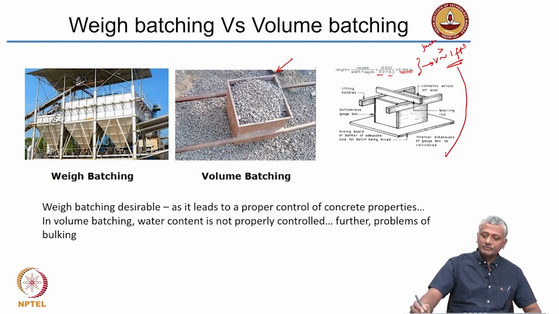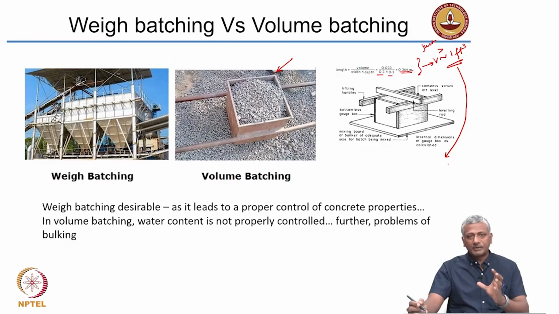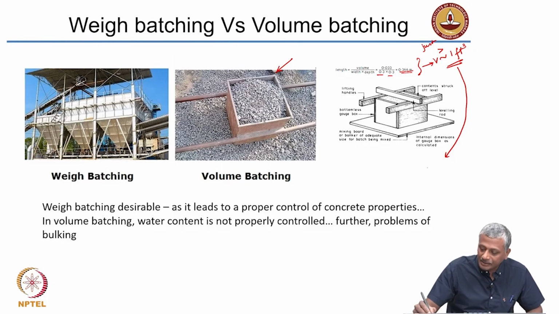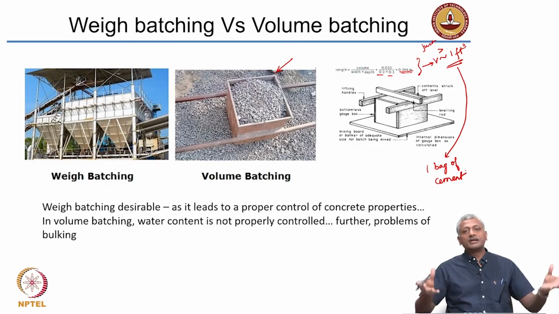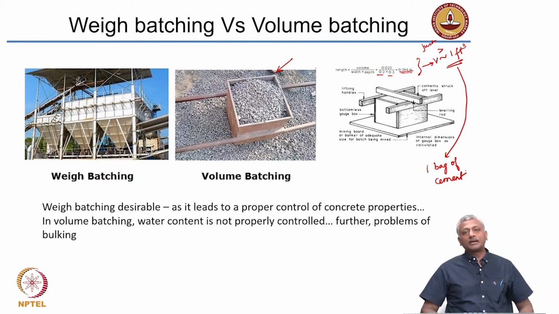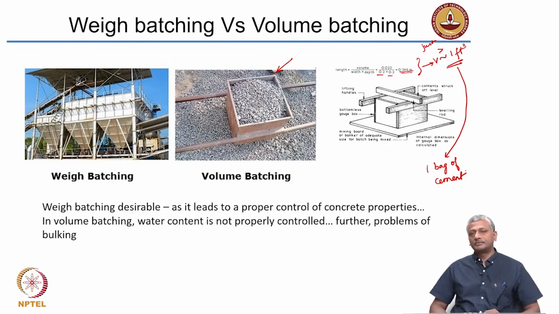And the advantage of using 1 cubic foot or just more than 1 cubic foot, or designing this container exactly like that, is that it can exactly hold 1 bag of cement. So, if you pour the contents of 1 bag of cement, they will exactly fit this volumetric container that we use at our job sites where volume batching is practiced. Now, what is the advantage of that?